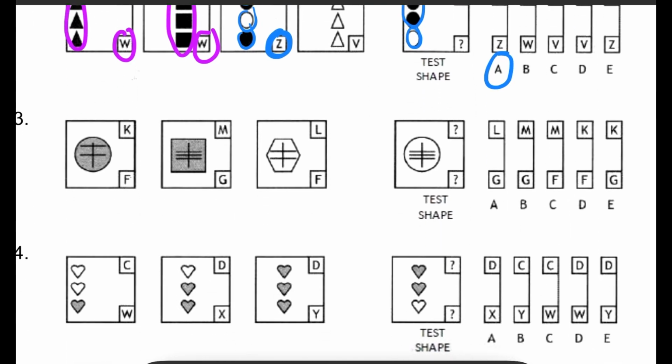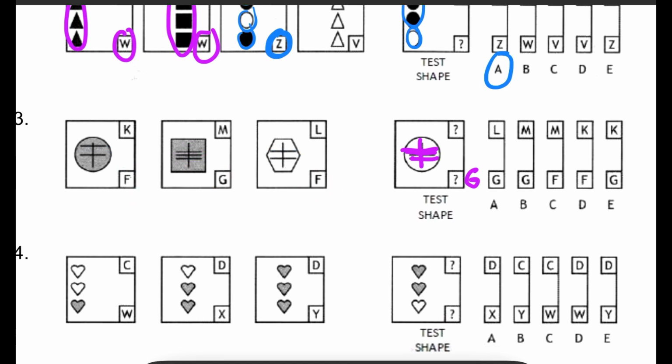In this question, there's three different first letters, but these two both have an F as the second letter. And these both have one vertical line with two horizontal lines, whereas the test shape has one vertical line with three horizontal lines, same as this one. The second letter here is a G, so the second letter here will be a G.